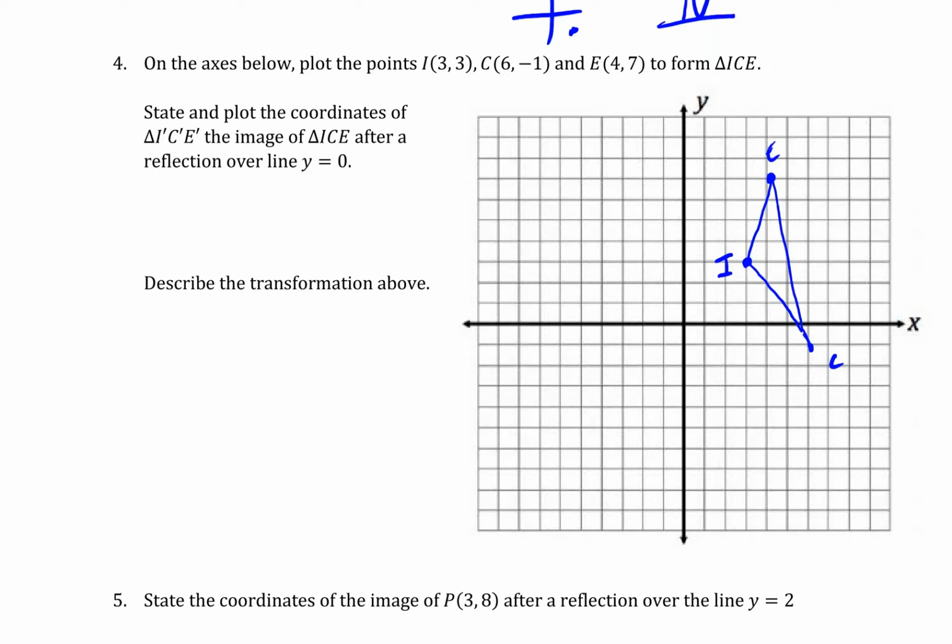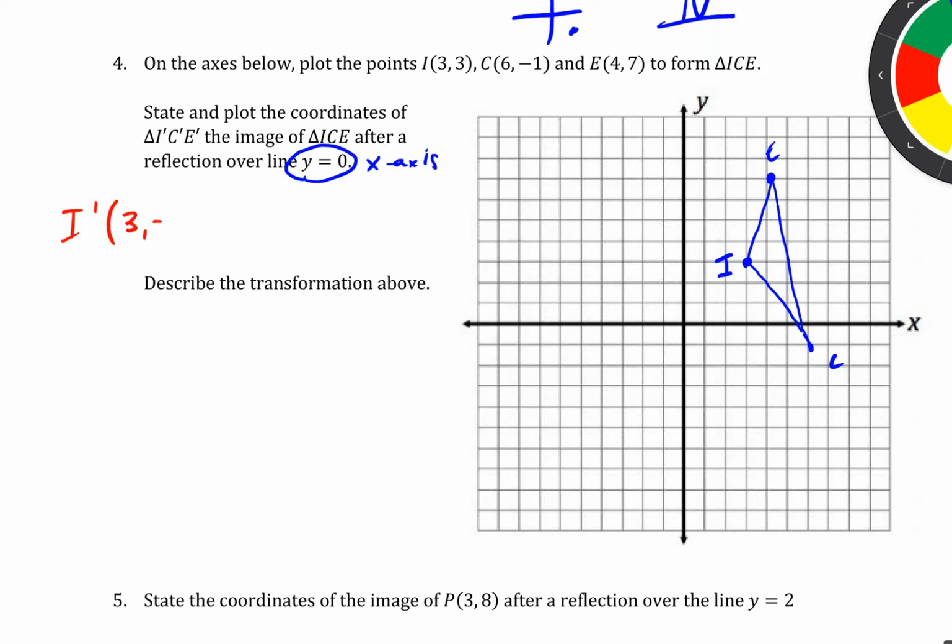It says, state and plot the coordinates of triangle I prime, C prime, E prime, the image of triangle ICE, after reflection over the line y equals 0. This is a fancy way of saying the x-axis. So if I reflect this over the x-axis, to reflect over the x-axis we negate the y value. So point I prime becomes (3, -3). C prime, well, that's going to become (-6, -1).